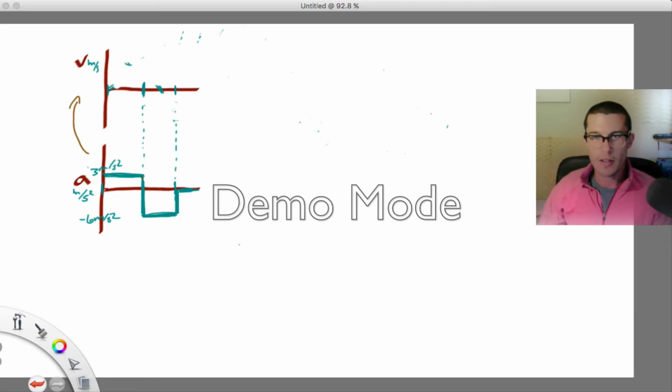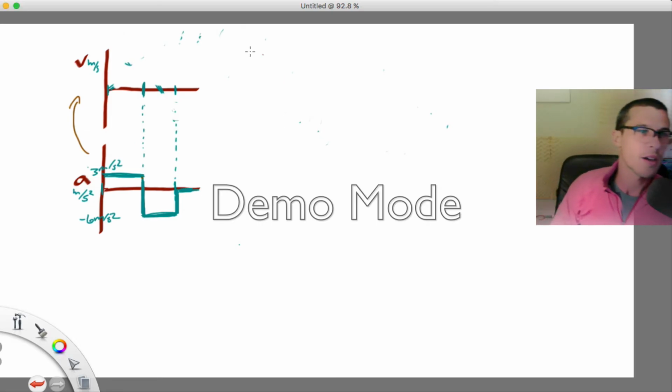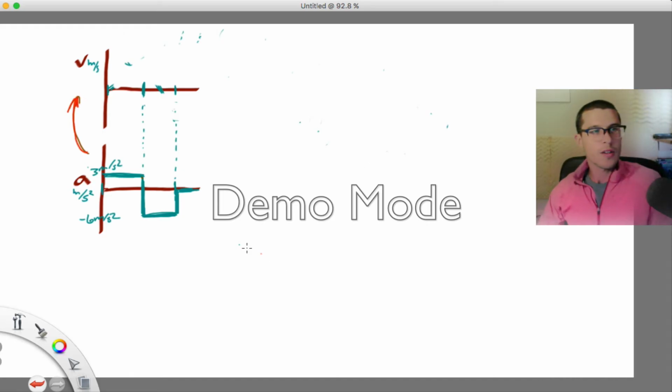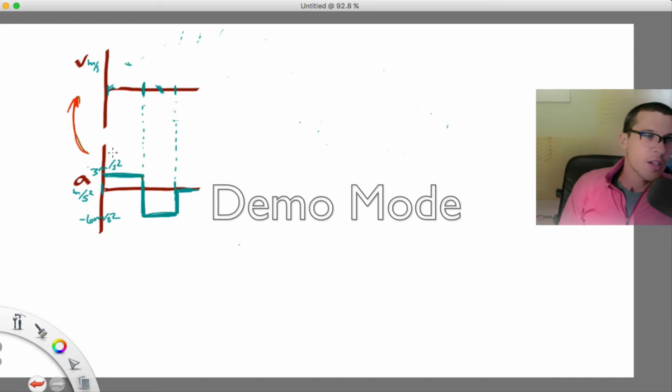Let's get a different color here. Okay, so we're going back to velocity, from acceleration to velocity. You look at the acceleration and you think, okay, whatever this value of acceleration is, acceleration is the slope.